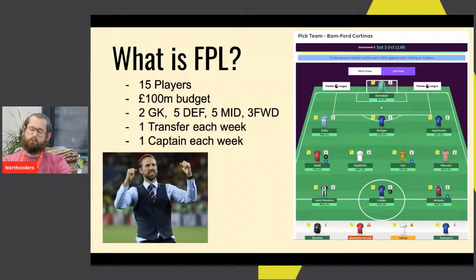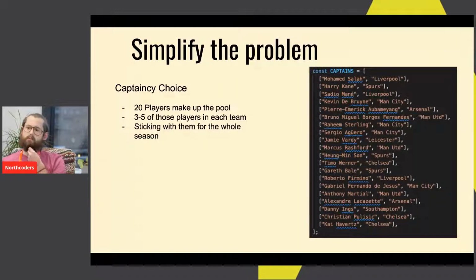So I wouldn't be able to model all of the potential choices that we could make in an evening. So what I'm going to do is I'm going to simplify the problem. So I'm only going to focus on my captaincy choice. Captaincy choice is very important because each week you select 1 person to be a captain and they can earn you twice as many points.